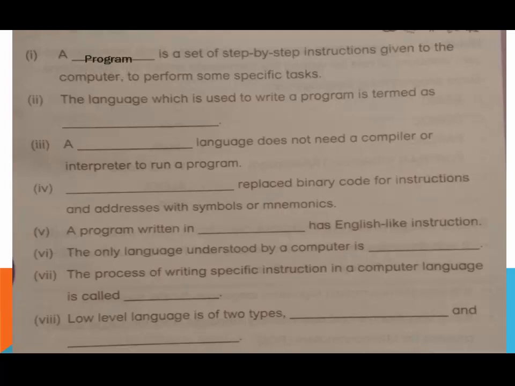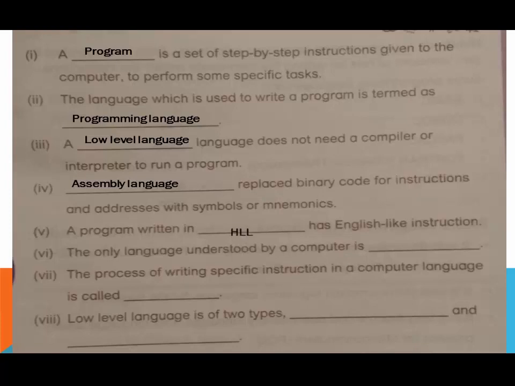Number 1, a program is a set of step-by-step instructions given to the computer to perform certain tasks. Number 2, the language which is used to write a program is termed as programming language. Number 3, a low-level language does not need a compiler or interpreter to run a program. Number 4, assembly language replaces binary code for instructions and addresses with symbols or mnemonics.